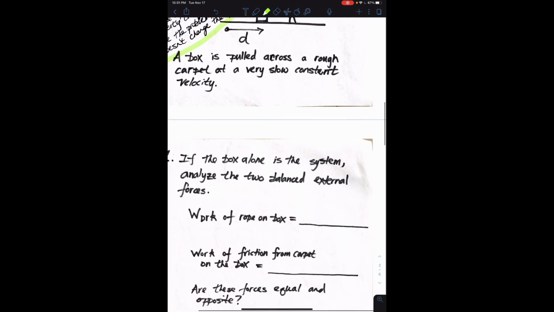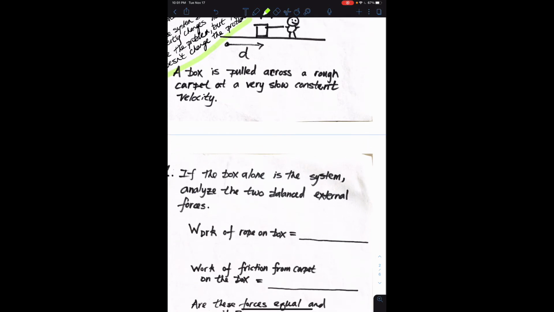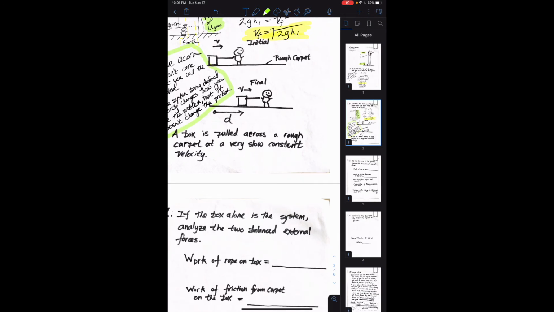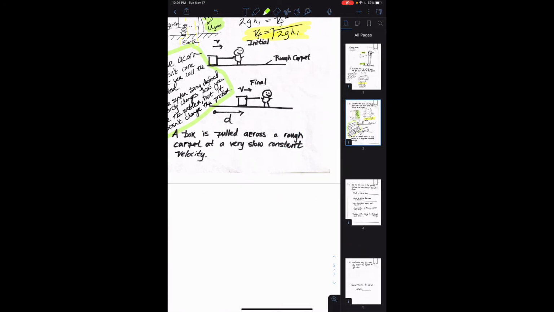Okay, I might get a separate sheet of paper here because this is getting kind of rough. So let me put a piece of paper in here.